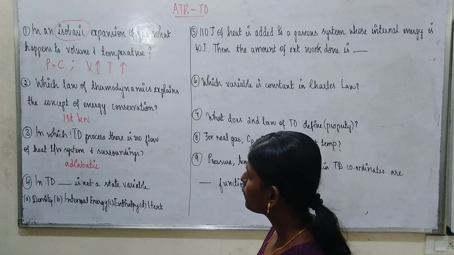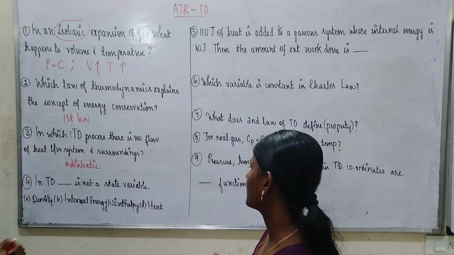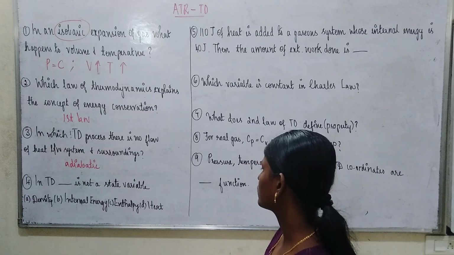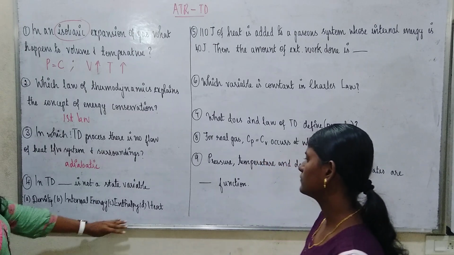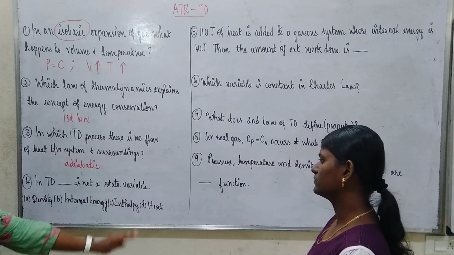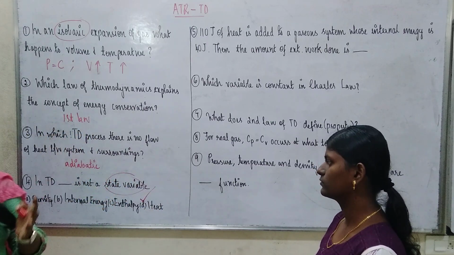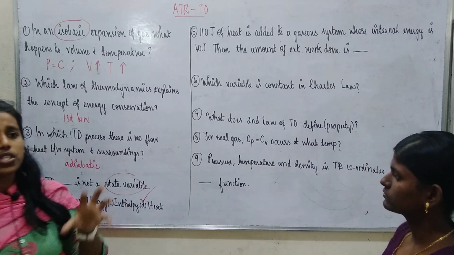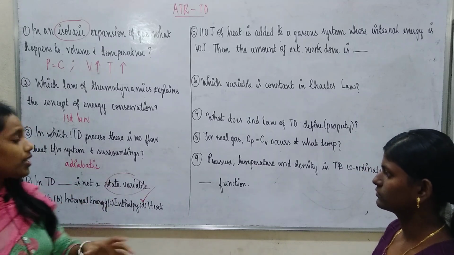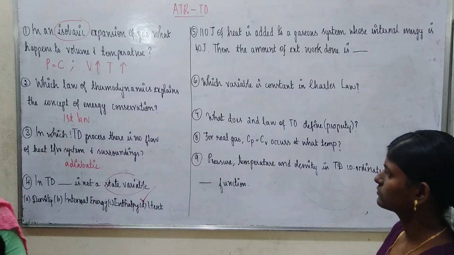And next, in thermodynamics, dash is a state variable: density, internal energy, enthalpy or heat. Among the four options given, the thermodynamic property which is not a state variable is heat. So what is a state variable? The thermodynamic properties which depend upon the initial state and the final state are known as state variables.